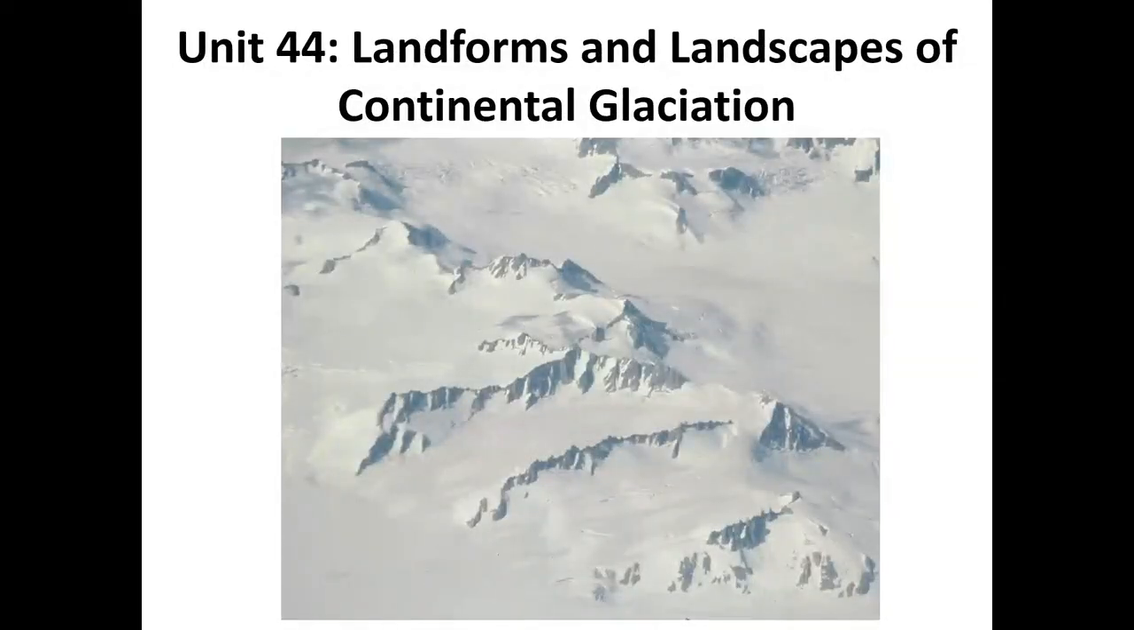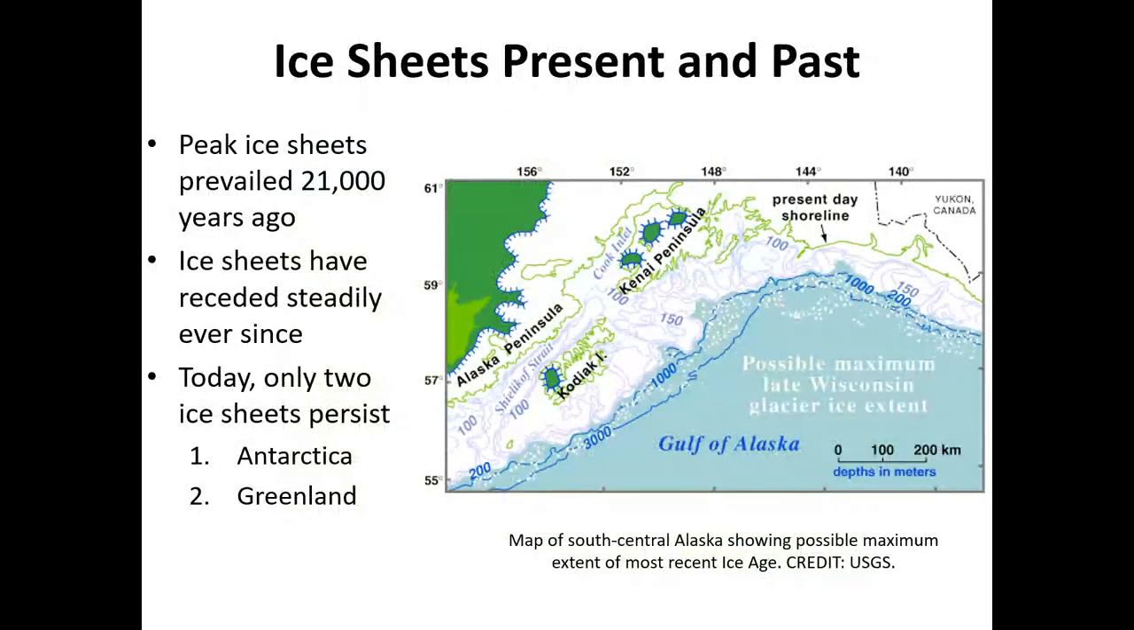So, landforms and landscapes of continental glaciers. We talked about mountain glaciers. Continental glaciers, of course, include Antarctica and Greenland at the moment. These mountains are the Transantarctic Mountains. Most of these are submerged by the thick layers of ice they have in Antarctica, some of which are 2 or 3 miles thick in spots. But some of the higher peaks can peek through these massive glaciers and be seen from the sky.